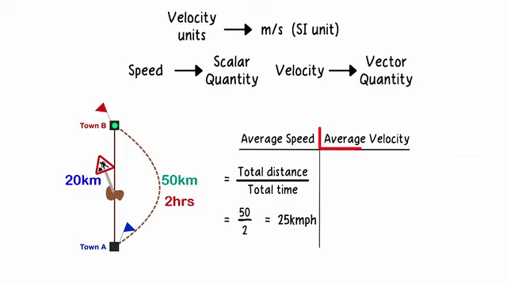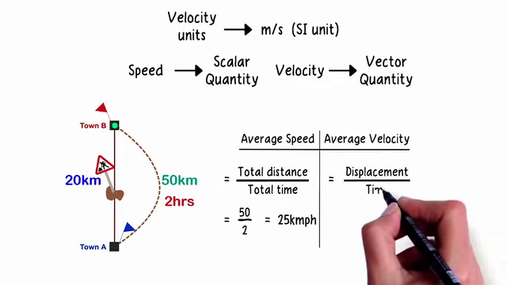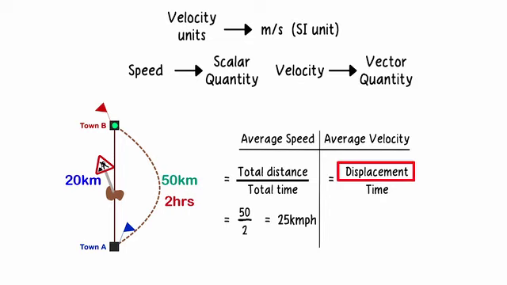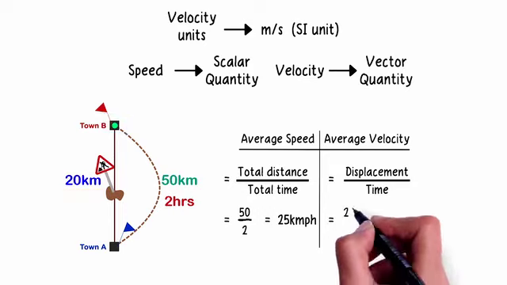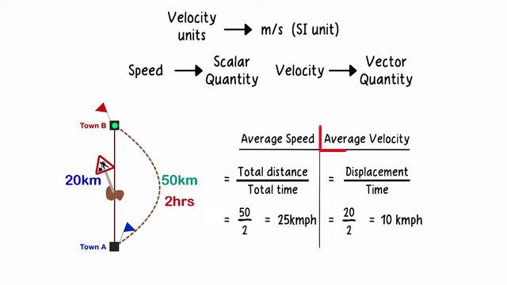But what about average velocity? Average velocity only depends on the point you start and end, regardless of the path taken. Remember what we discussed about displacement? The average velocity equals displacement over time. What's the displacement here? It's 20 kilometers up north. Distance with direction. So the average velocity will equal 20 kilometers over 2 hours, which is equal to 10 kilometers per hour.